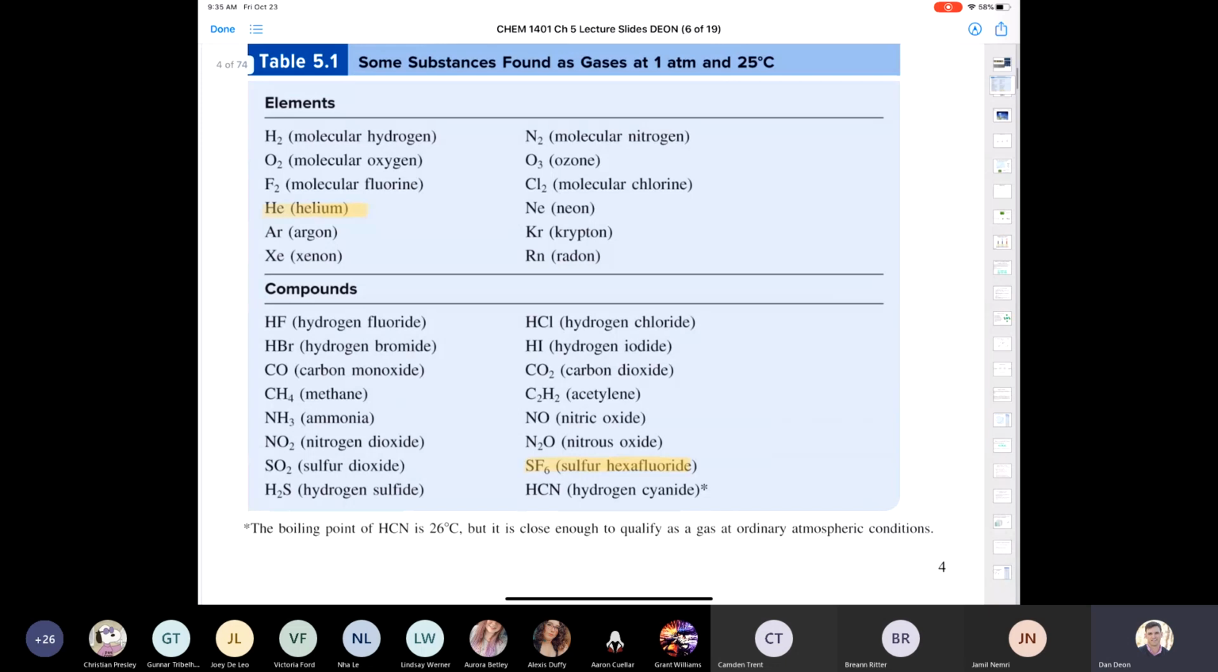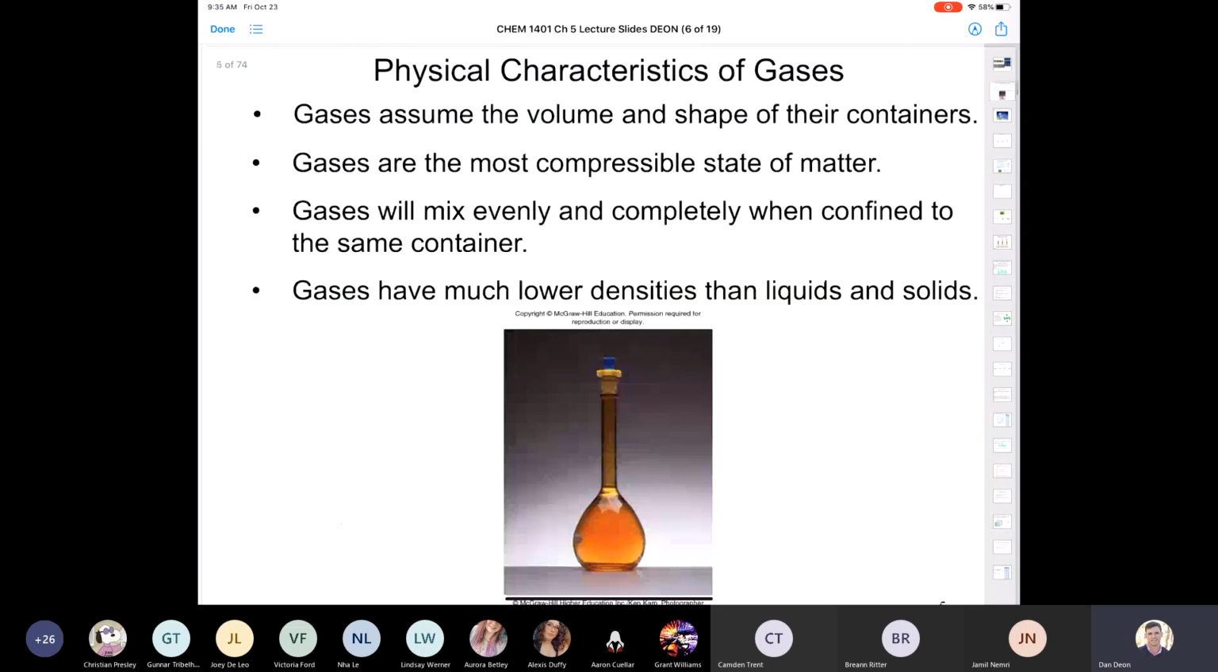What are some of the physical characteristics of gases? Well, we've talked about physical properties of solids, liquids, and gases way back at the beginning of this class. So you probably are already fully aware that gases assume the volume and the shape of their containers. They are the most compressible of all the states of matter. Solids are virtually incompressible. Liquids are difficult to compress, but gases are very compressible. In fact, we discussed that even before we began the lecture today.